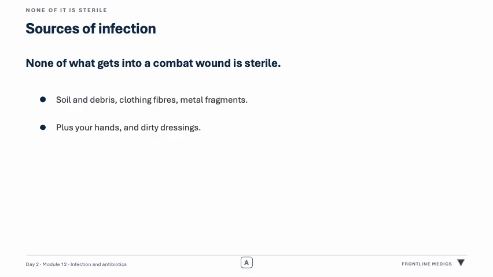For instance, an American study found that the risk of infection rose with each point of care the casualty passed through, but fell when proper hand hygiene measures were implemented, showing that handling the casualty, especially without proper hand hygiene, increases the risk of infection.